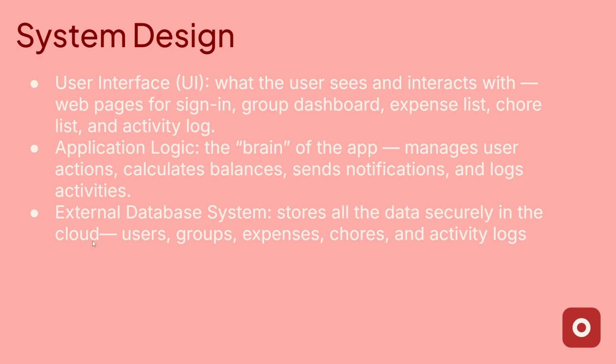And then next, for system design, we designed Splitmate around three main concepts: user interface, what the user sees and interacts with; web pages for sign-in; group dashboard; expense list; chore list; and activity log. Second is application logic, the brain of the app, which manages user actions, calculates balances, sends notifications, and logs activities. And third is the external database system, where all the data is stored securely in the cloud, which is the users, groups, expenses, chores, and activity logs.